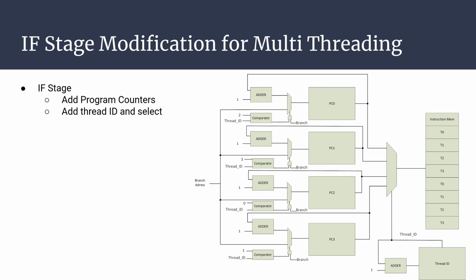To implement multi-threading on our processor, we had to make modifications to our IF stage. Every thread needs to have their own program counter, and the instructions need to be interleaved within the instruction memory, as you can see in the image.